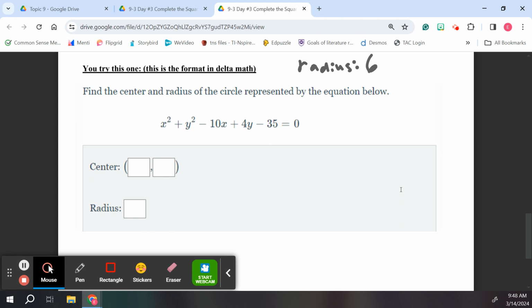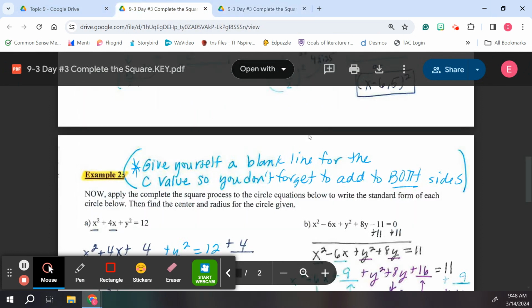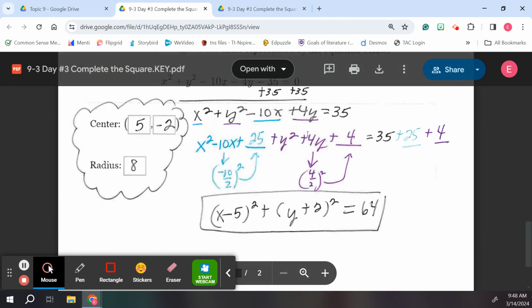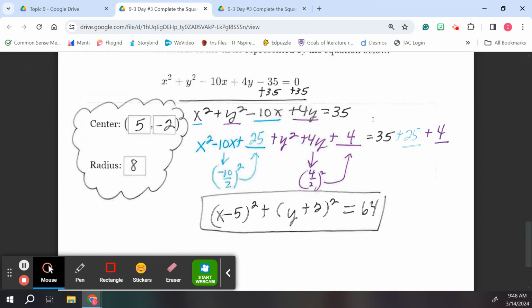Show of hands, who's still working on this one? Ready to see it? How did we do? Questions? Nothing? Easy peasy lemon squeezy?